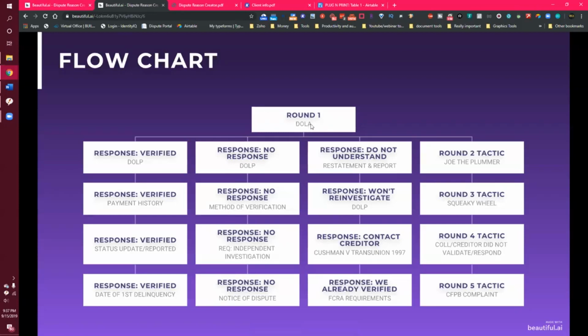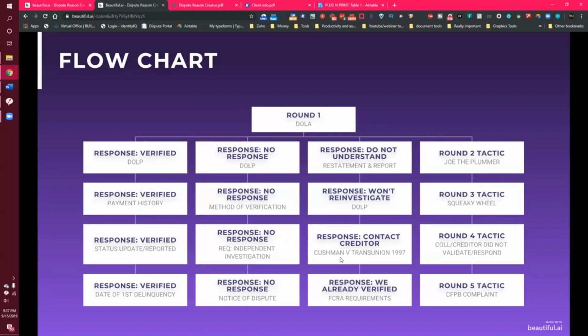If you started with data loss activity, now you're going to data loss payment. If you were at data loss payment, go down to payment history or method of verification or independent investigation or status update date or date of first delinquency or the notice of dispute. So you have so much at your disposal. Now, if they come back and say, guess what? You need to go and contact the creditor.